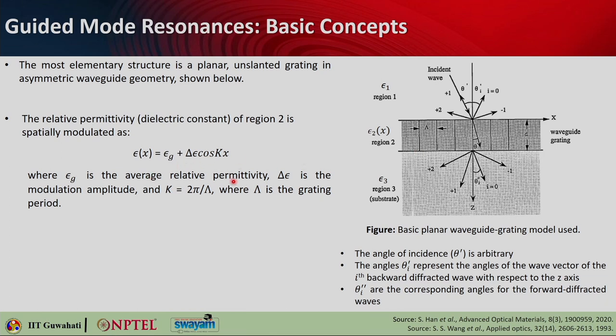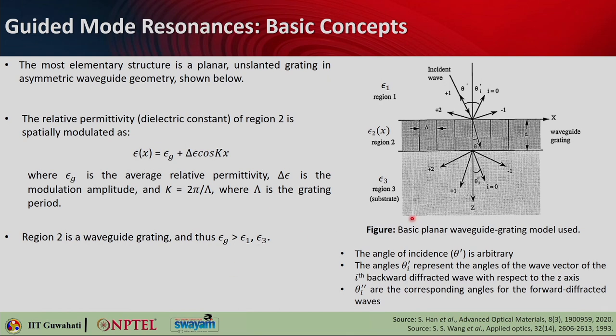Epsilon g is basically the average relative permittivity, and delta epsilon is the modulation amplitude, and it is having a cosine variation, where k is basically 2 pi by capital lambda, while capital lambda is the grating period.